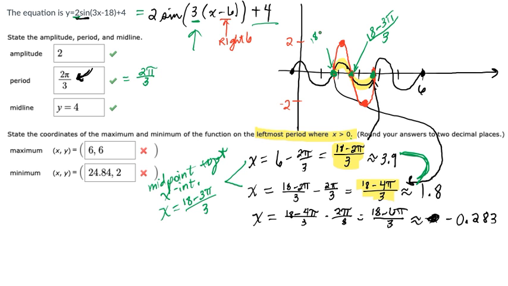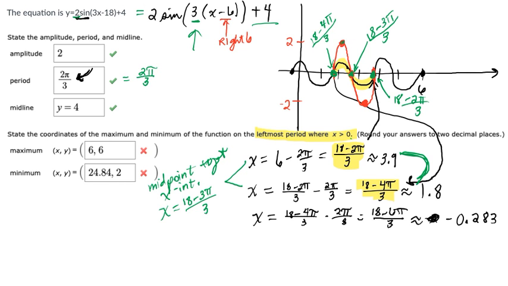That one's (18 - 2π)/3. And that is, oops, nope, that's a 4, sorry. I just got those backwards there. And then this one is (18 - 2π)/3.